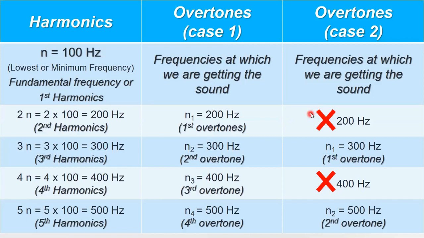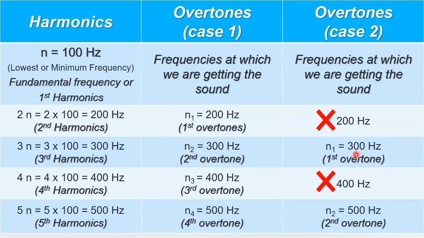The next sound we are not getting at 200 hertz, but we are getting the next sound after the fundamental frequency at 300 hertz. So the first sound we are getting at 100 hertz, that is the lowest frequency, that is the fundamental frequency, and the next sound we are getting at 300 hertz. So this 300 hertz frequency is called the frequency of the first overtone.